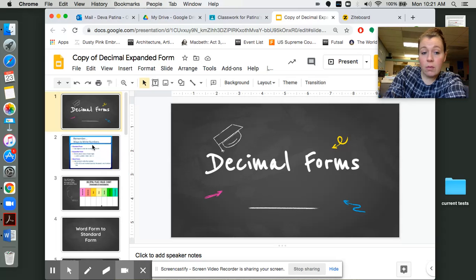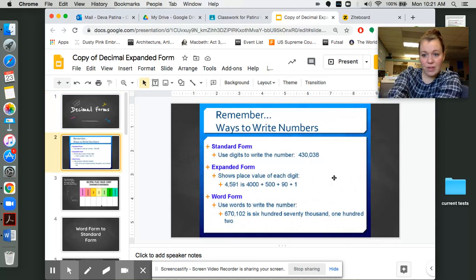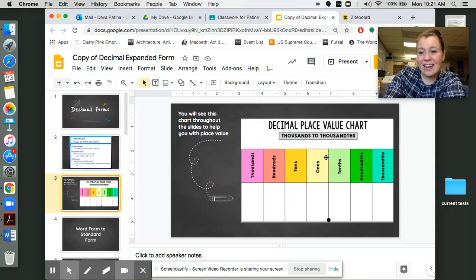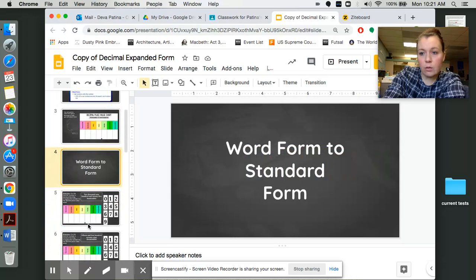So as far as decimal forms go, remember, there are 3 different ways that we talked about yesterday that we can write a decimal. Standard form is just with the digits. Expanded form shows the place value, and that's our goal today, to really work on that expanded form and also word form. So this chart is going to look familiar from yesterday. The first thing we're going to do is word form to standard form. So we're going to take a number that's written in words, and we're going to try and drag the digits so that they match what it should be in standard form.